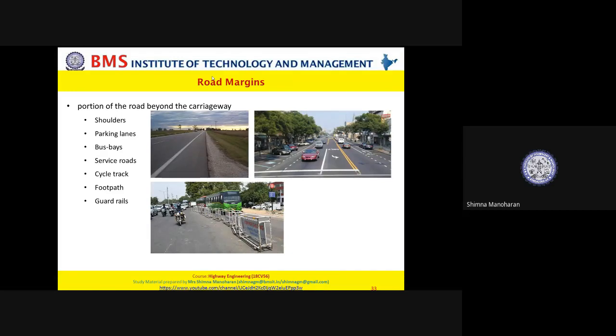So road margin typically consists of shoulder. I will explain in detail what these are. Shoulder, then the parking lane, bus bay, service road, cycle track, footpath, and guardrails.